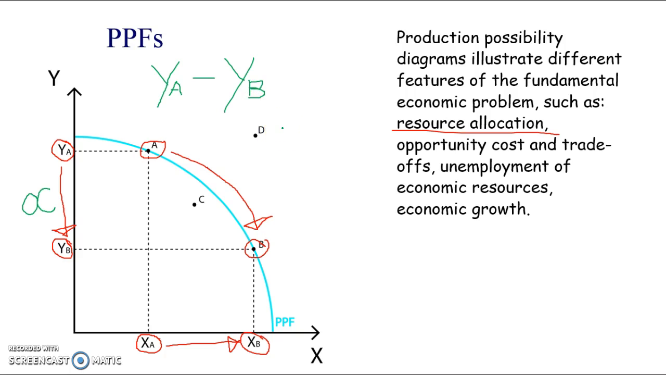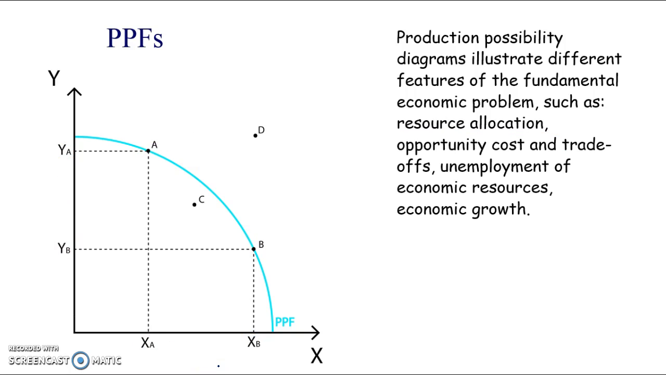Okay, so we've got opportunity cost on there, and that opportunity cost is also this concept of trade-offs. To get more of X, we've had to sacrifice some of Y. And if we were going to move the other way, I'll get another colour to show this, from B to A, we'd get more of Y, but we'd have to give up some of X. So X would then be our opportunity cost, XB minus XA. That would be the equation for that one.